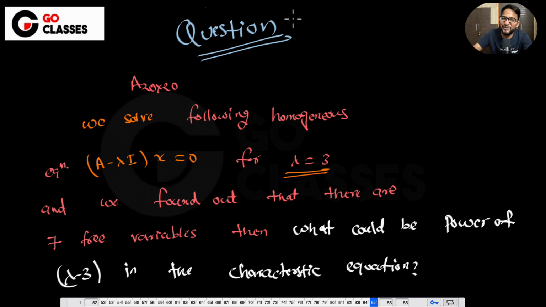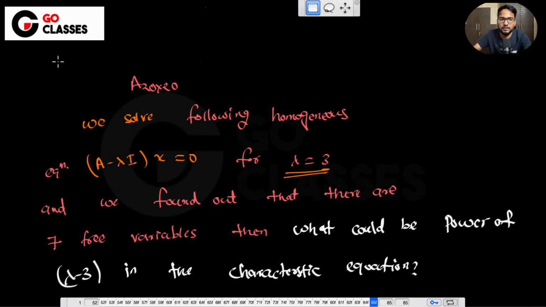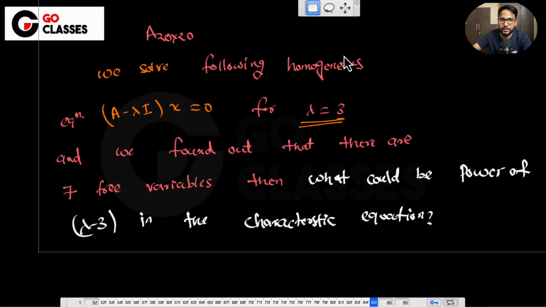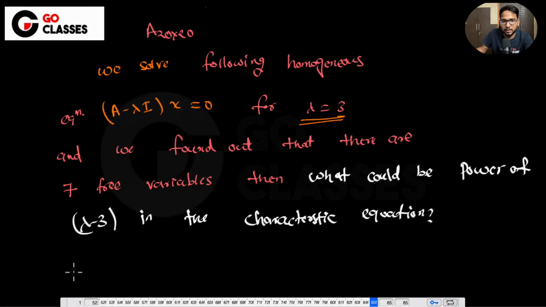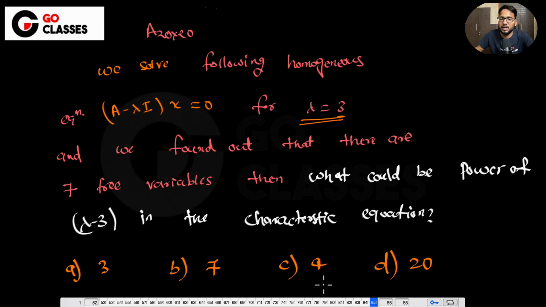Let me give you the options. Let's just shift it here, and the options are, let's suppose option A is 3, option B is 7, option C is 4, option D is 20. Let me know what are the possible answers. Okay, possible answer, which means this is an MSQ.